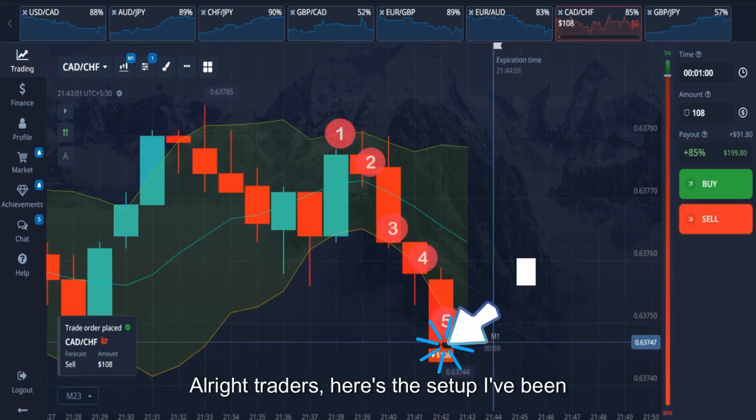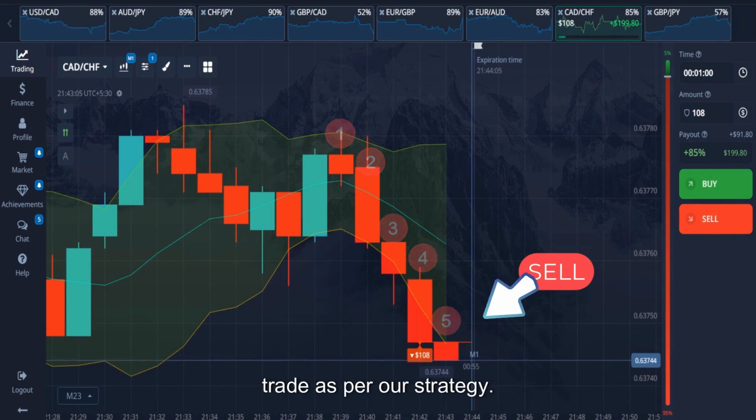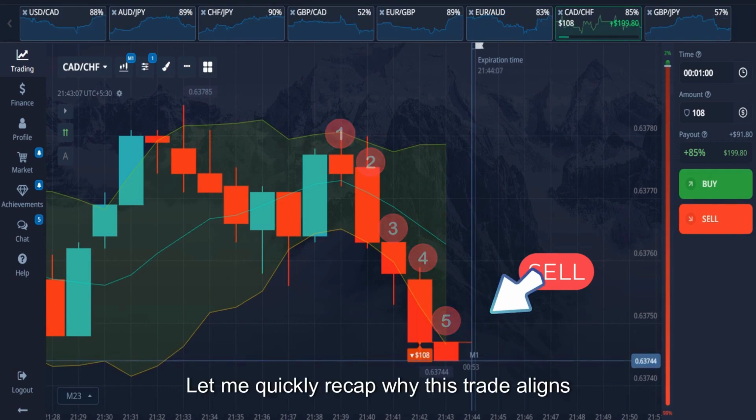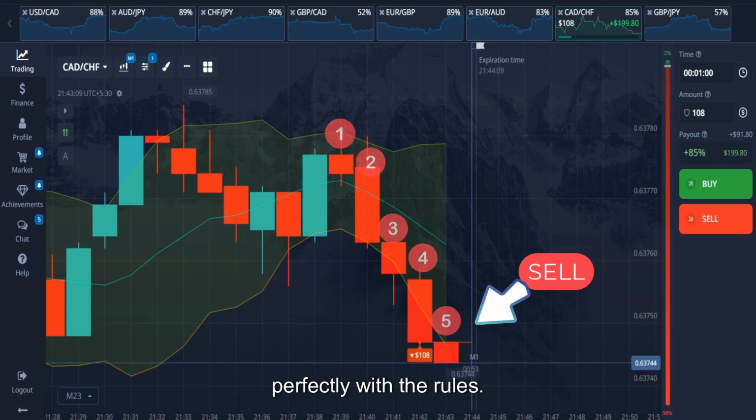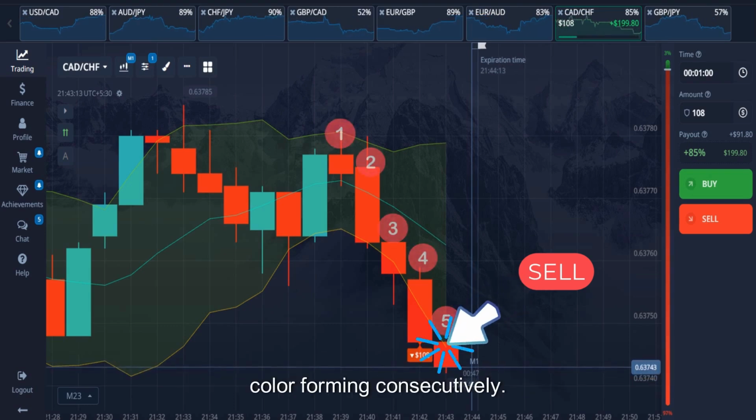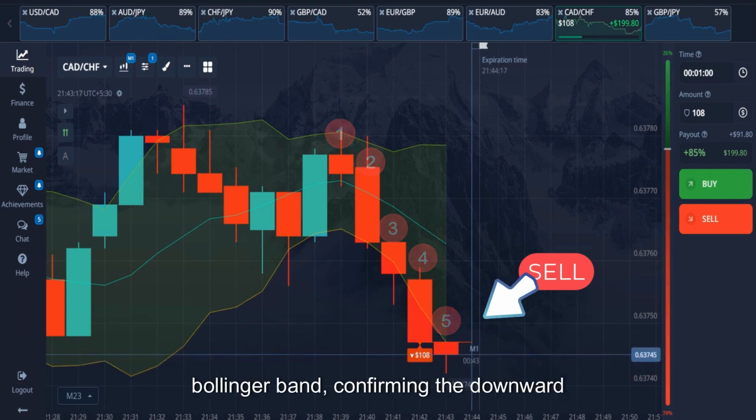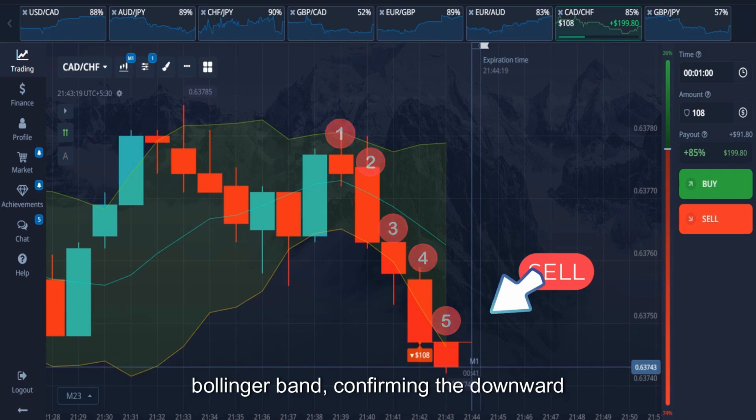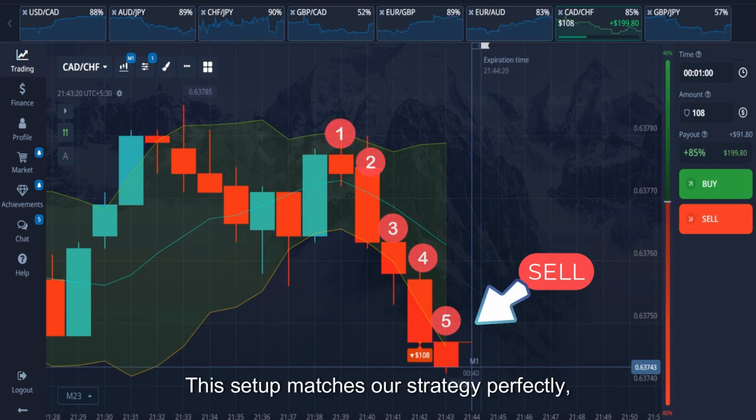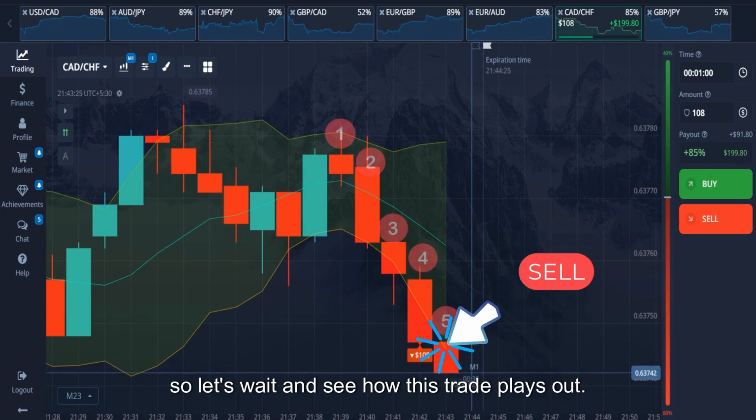All right, traders, here's the setup I've been waiting for, and I've just taken a sell trade as per our strategy. Let me quickly recap why this trade aligns perfectly with the rules. We observed 4 bearish candles of the same color forming consecutively. The 4th candle closed below the middle Bollinger Band, confirming the downward momentum. This setup matches our strategy perfectly, so let's wait and see how this trade plays out.